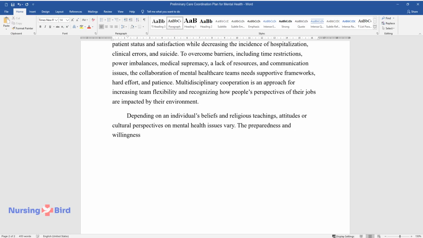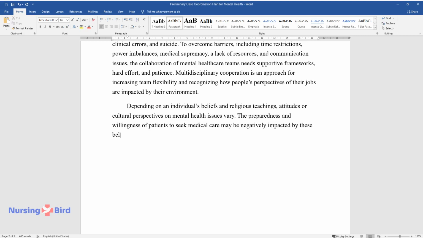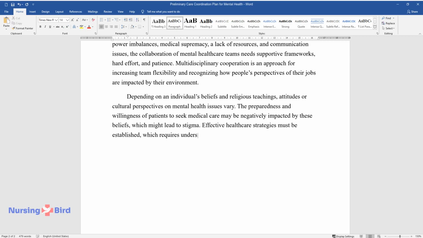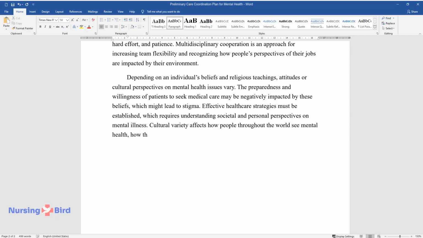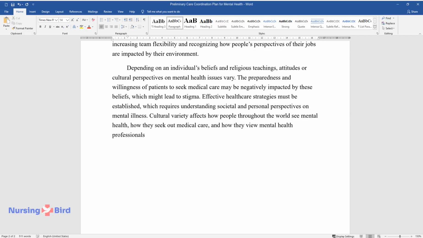Depending on an individual's beliefs and religious teachings, attitudes or cultural perspectives on mental health issues vary. The preparedness and willingness of patients to seek medical care may be negatively impacted by these beliefs, which might lead to stigma. Effective healthcare strategies must be established, which requires understanding societal and personal perspectives on mental illness. Cultural variety affects how people throughout the world see mental health, how they seek out medical care, and how they view mental health professionals and systems.